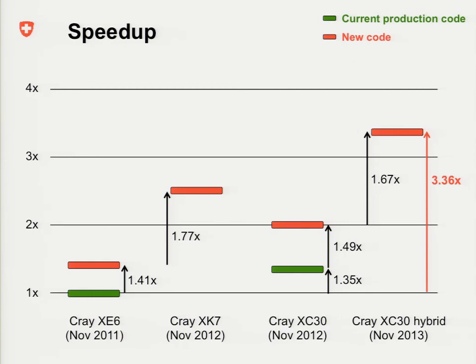Now I think this chart is really interesting because it tells you what you get out in terms of just standard technology improvement, what you get out in terms of disruptive technology improvement, and what you can get out if you really make an effort in your code in order to port it to hybrid architectures.